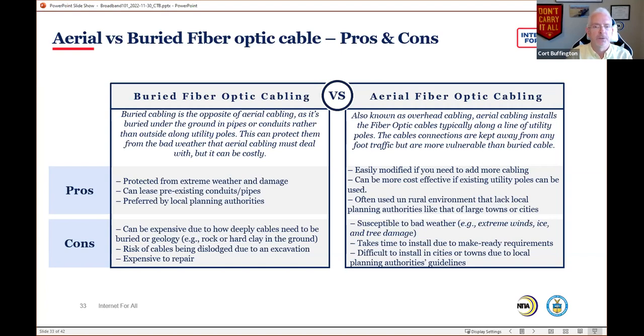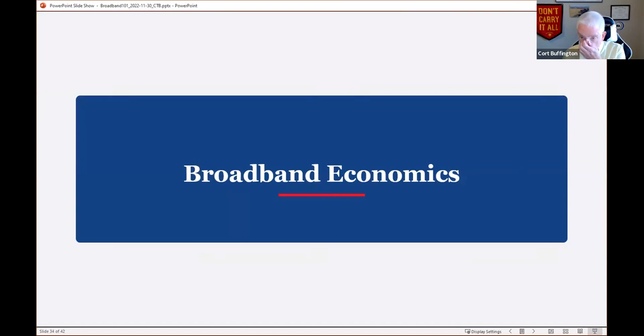So the key takeaway here with broadband deployments is, if you see somebody hanging that fiber on poles in your neighborhood and somebody else's neighborhood has buried, that doesn't mean that they're getting something better than you or you're getting something better than they have. It's really based on the specific application and the economics of that application. And speaking of which, the last segment today, and then we'll have some time for questions, is broadband economics.